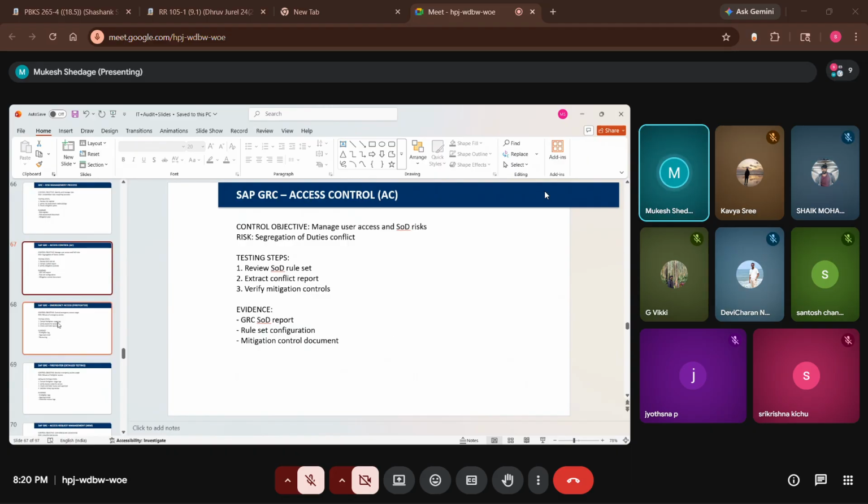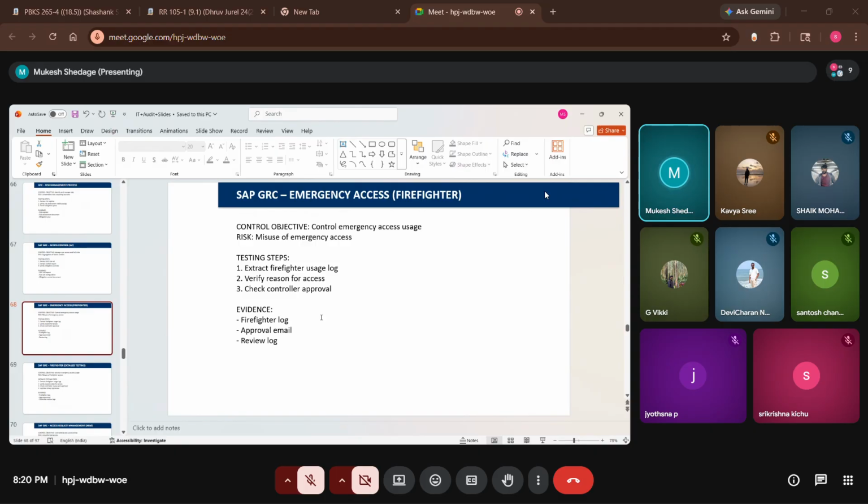Second control: emergency accesses, firefighter IDs. Now, what are firefighter IDs, guys? Anybody knows what is a firefighter ID or emergency access ID? So imagine you are working in a company as a system admin. You are two persons working as system admins. Both are not available. Something happened, one person is on leave, and suddenly in an emergency another person also got admitted to hospital. Now both system admins are not available.